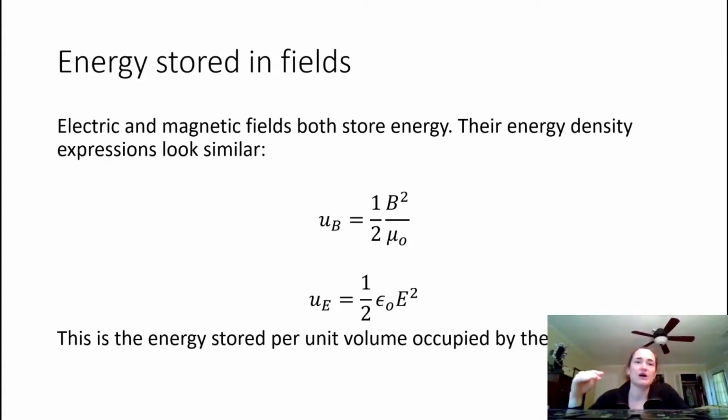Now, from that, we derived an expression for the energy density for magnetic fields that's completely general. So energy is stored in electric and magnetic fields. The energy density, which is the energy per unit volume stored in those fields, for the magnetic field, U sub B, is equal to 1/2 times B squared over mu naught. And the energy density for electric fields, U sub E, is equal to 1/2 epsilon naught times E squared. Okay, so that's the magnitude of those magnetic and electric fields there.